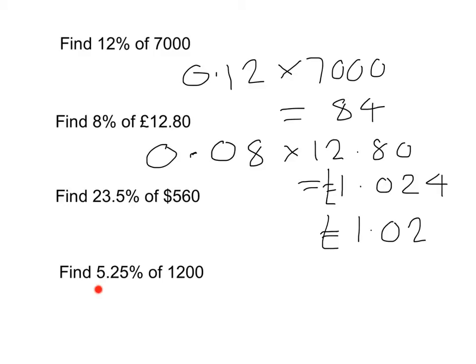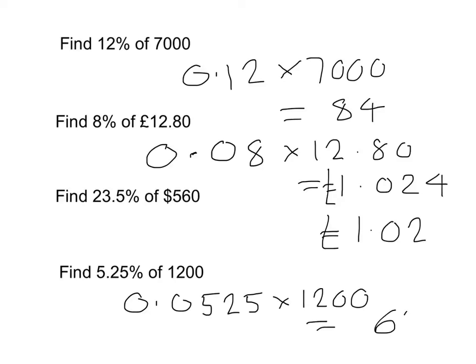So finally, find 5.25% of 1200. Remember, 5 is less than 10, so you're going to need a 0.0 before you write the 5. And just simply write the other numbers without putting an extra point in. So you've now written the decimal equivalent of 5.25%. So you now multiply 0.0525 times 1200. Use your calculator to get the answer, which comes to 63.